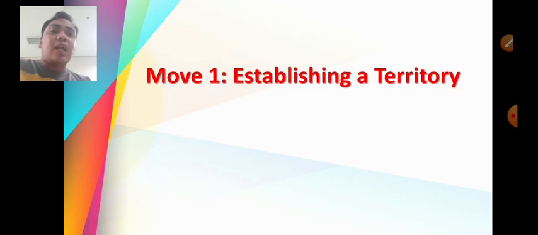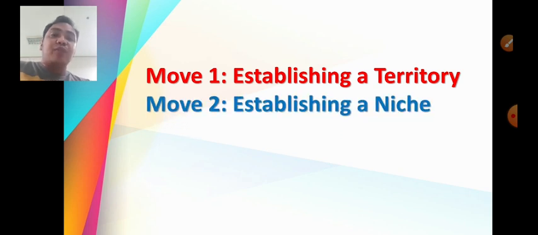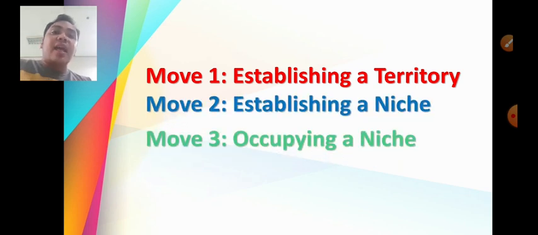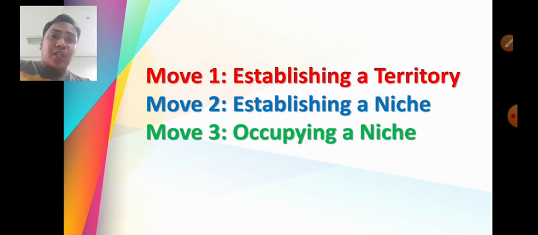So hello everyone, welcome back to our video presentation in which we will now discuss the three major moves, or let's say three major actions, in order to write our research introduction using the CARS model. Recall that the CARS model consists of the following moves or actions. We have move 1, establishing a territory; move 2, establishing a niche; and move number 3, occupying a niche. So in our next video presentations, we will discuss each move for us to come up with the ideal research introduction for our research manuscript.